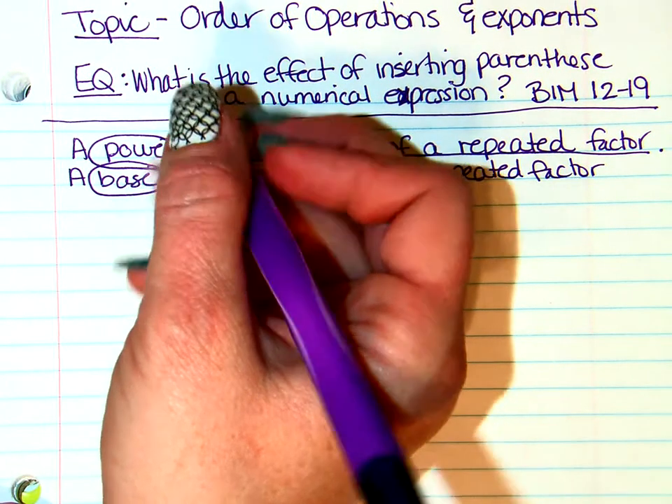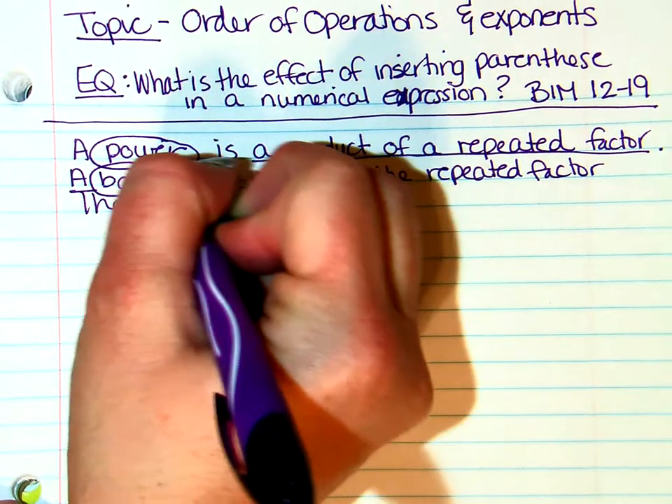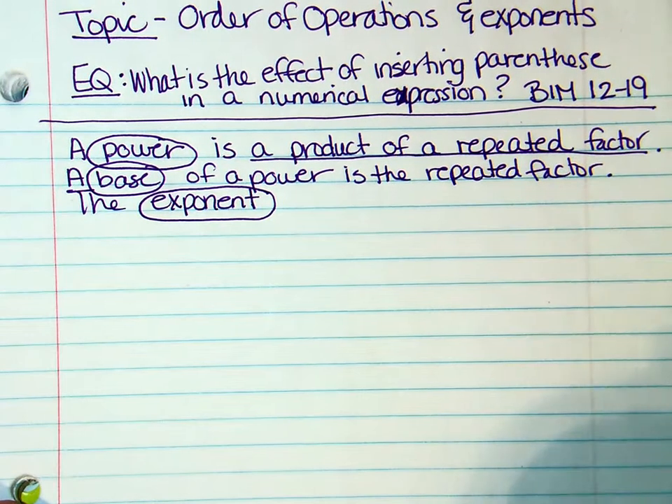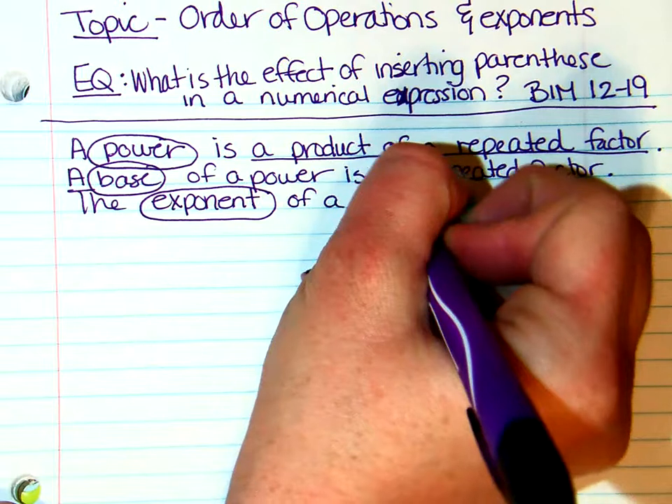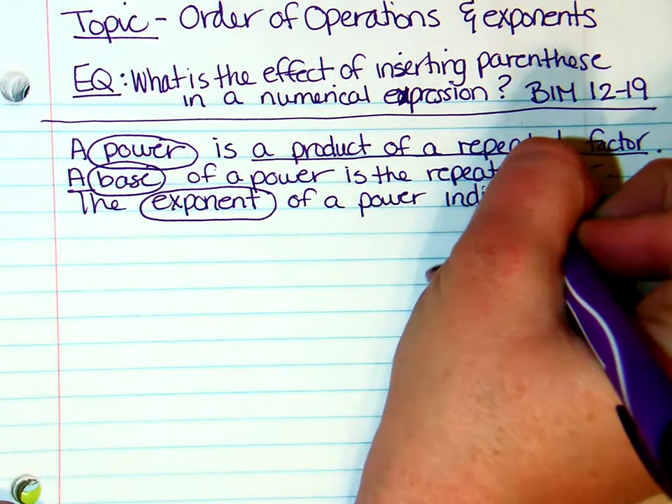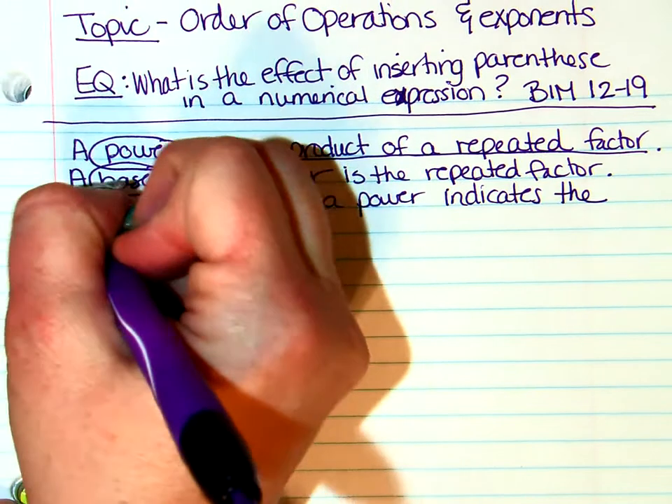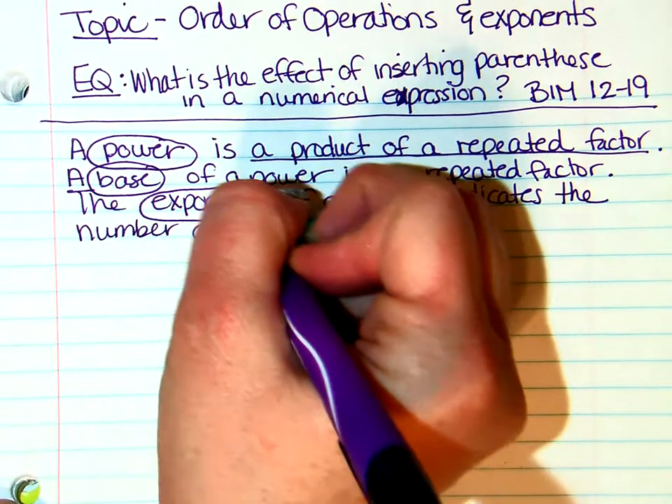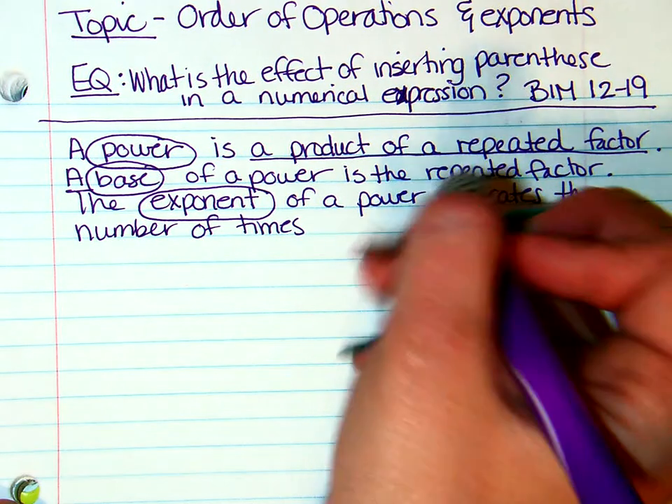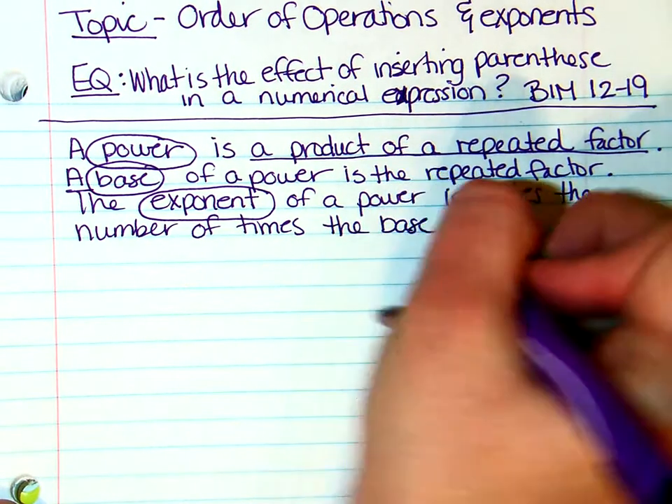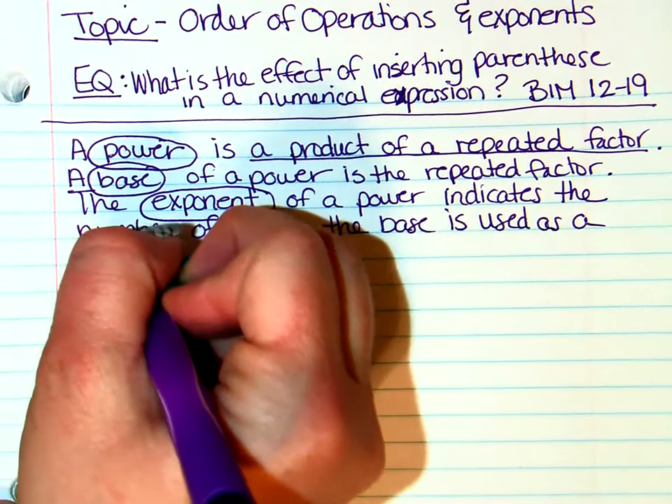And the exponent of a power indicates the number of times the base is used as a factor. Okay, so that's our definition.